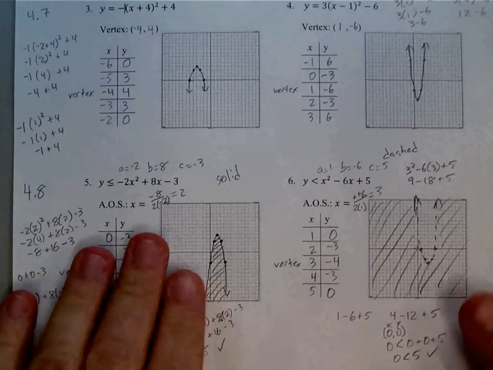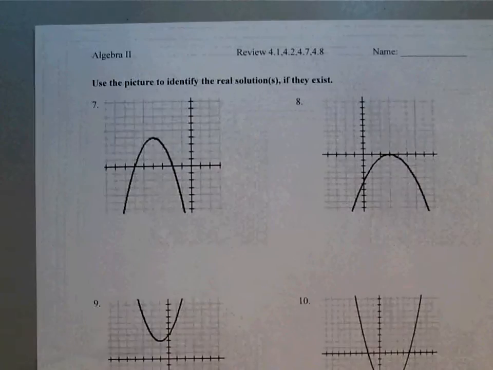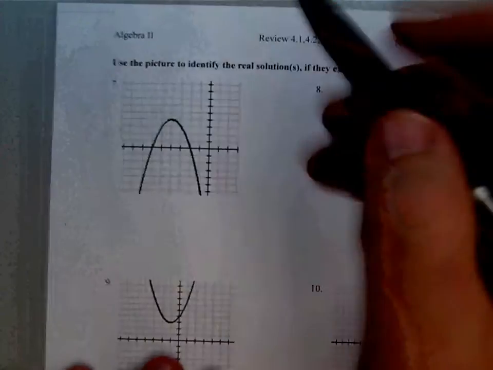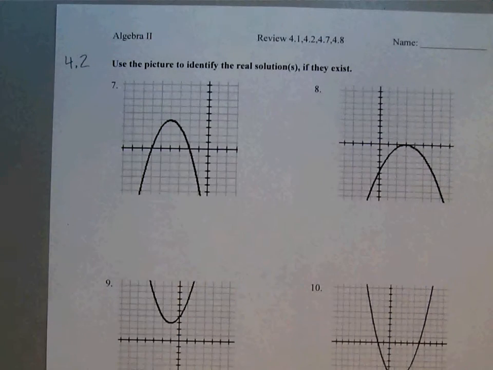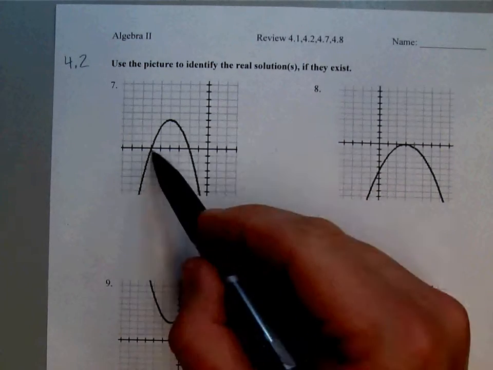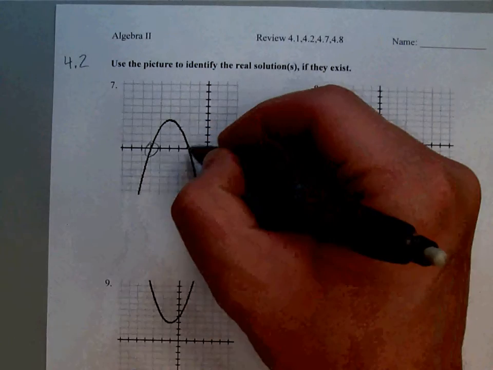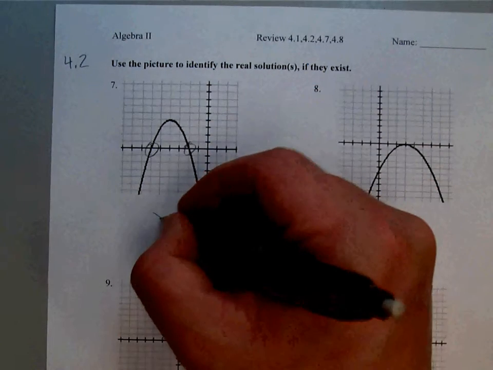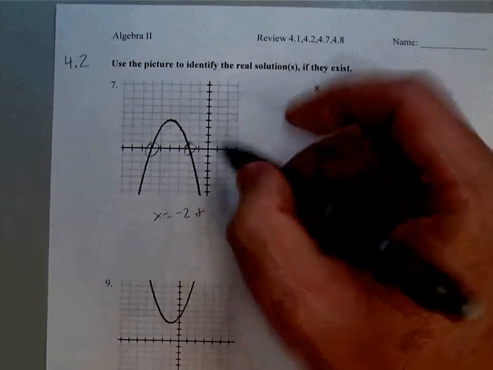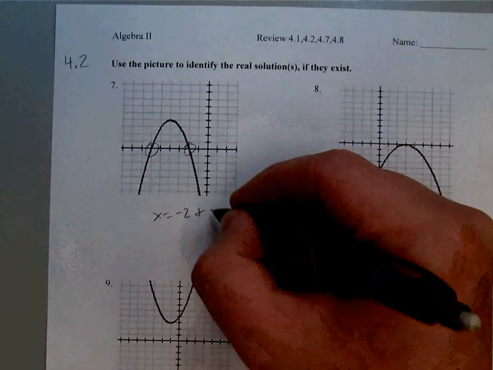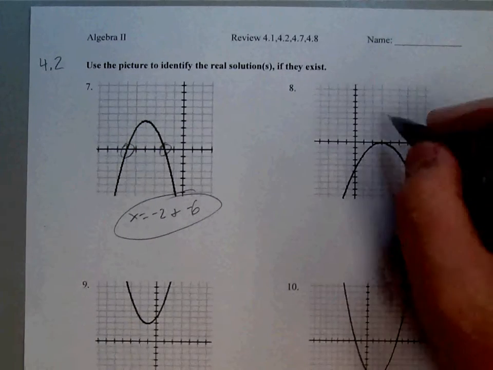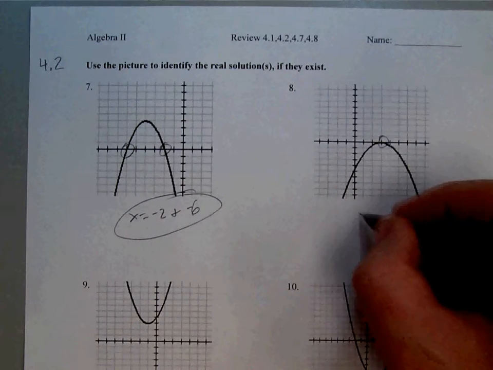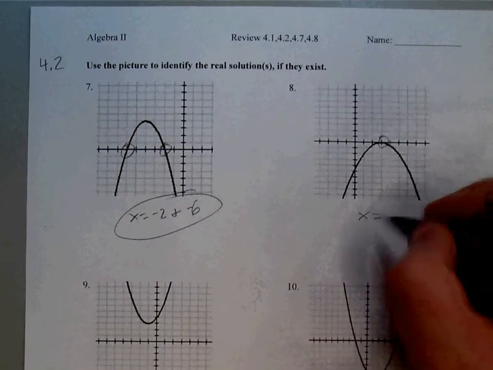All right, let's go to the back page. This whole back page is section 4.2, the whole side. Finding solutions. The first 4 problems, look at the picture and identify them. On number 7, you were just looking for the x-intercepts, there and there. So that's at negative 2, and negative 3, negative 4, negative 5, negative 6. So negative 2 and negative 6 are the answers. Number 8, it only touches the x-axis once, so there's only one answer. It touches it at 1, 2, 3, so x equals 3.